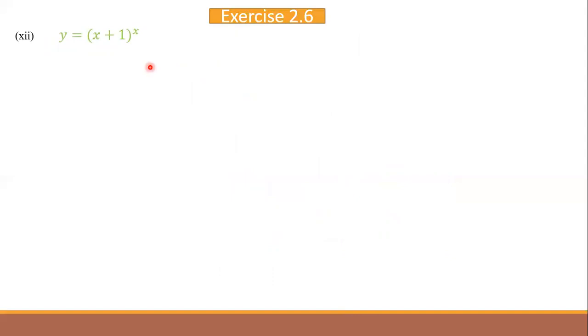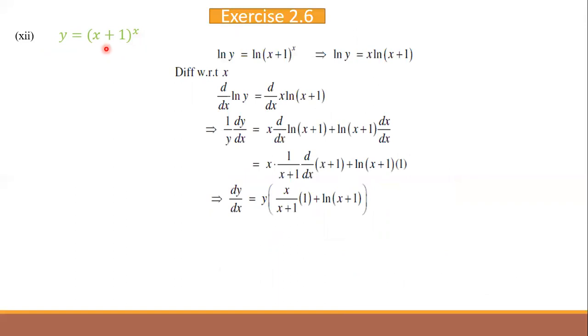Students, if we have a variable raised to a power variable, we will use natural log. So the first step is applying natural log on both sides. Natural log of y is equal to natural log of x plus 1 raised to power x. When we apply the natural log, this power comes to the front. Now, on the right hand side, we can easily apply the product rule.